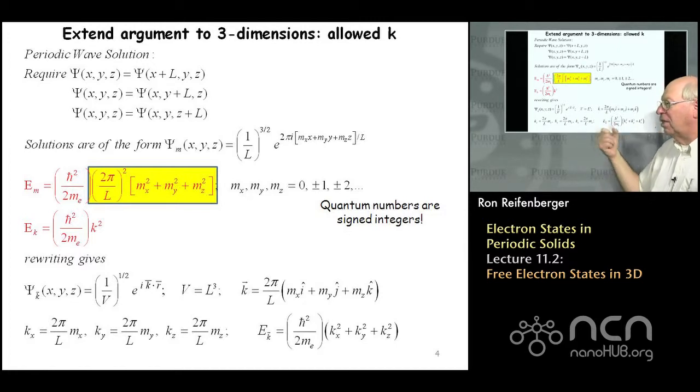At the bottom of the slide, I summarize what I've tried to say. In particular, I'm making the point that the allowed values of kx, the allowed values of ky, and the allowed values of kz are all going to be 2 pi over L, where L is the length of the crystal, times integers, and these integers are labeled as mx, my, and mz.